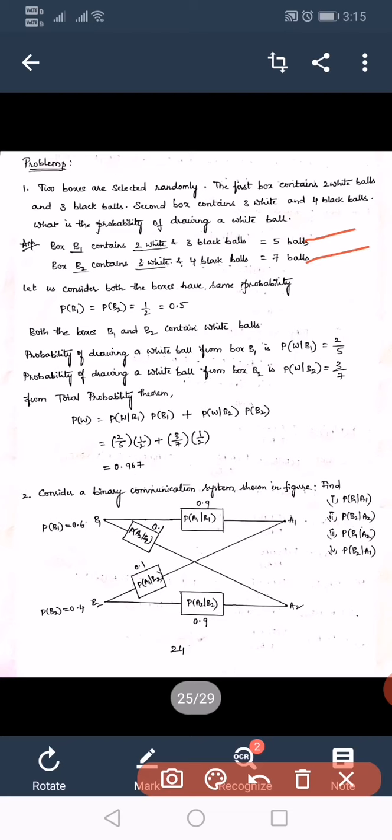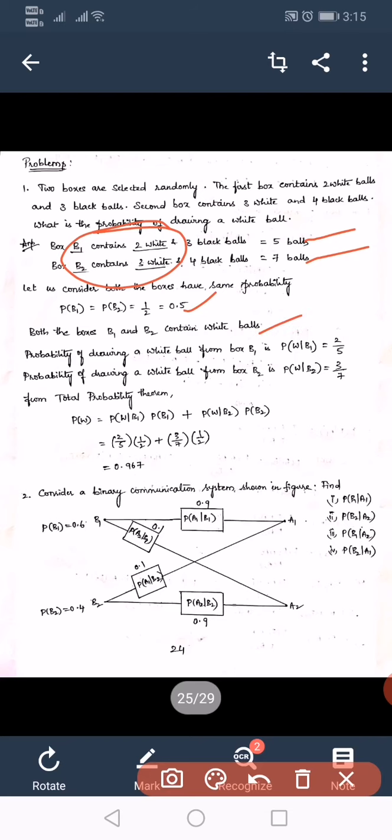So both boxes B1 and B2 contain white balls. Let us say that both have the same probability. So P of B1 equals P of B2 equals 1 by 2, since there are 2 boxes. Okay, if there were 3 boxes, it would be 1 by 3, as the total number of outcomes is 3. So it is 0.5.